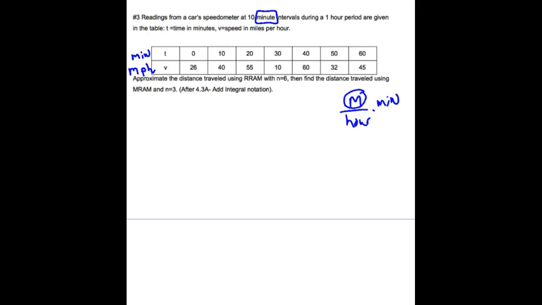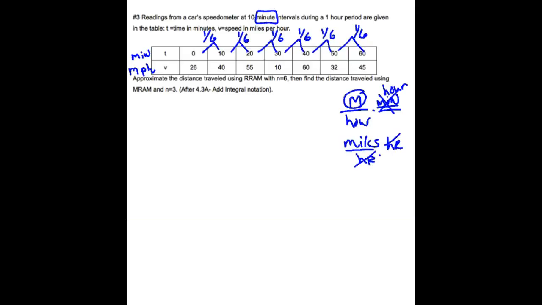So you want miles. What that means is you need to convert your unit of time to hours. So instead of this being a 10-minute span, we're going to say it's 1/6 of an hour. So again, you need to have matching units of time. So let's go. We're actually doing this at 10-minute intervals, but that's 1/6 of an hour. Now, if I do miles per hour times hours, I will yield miles. So we're going to use an RRAM.